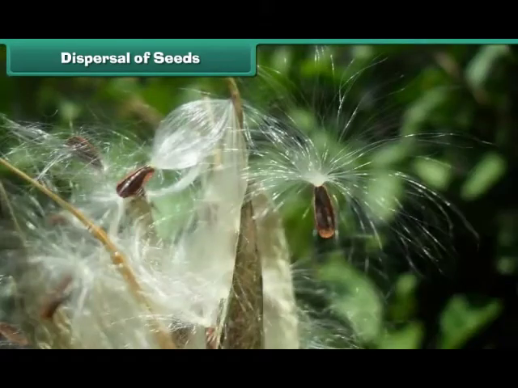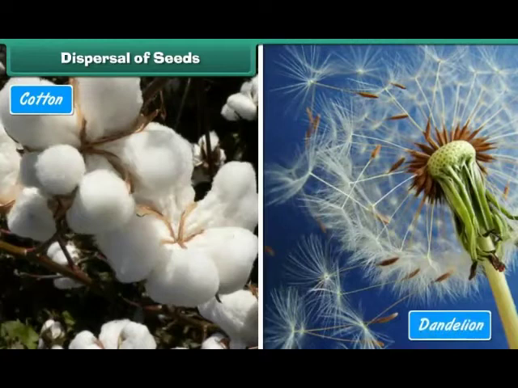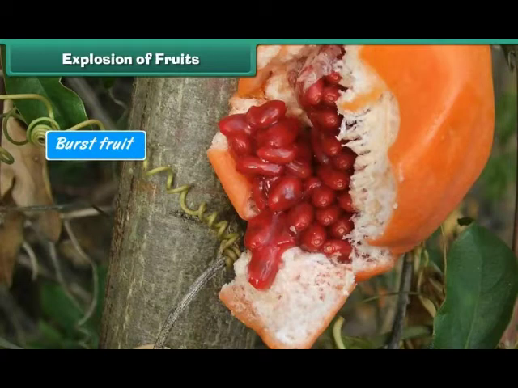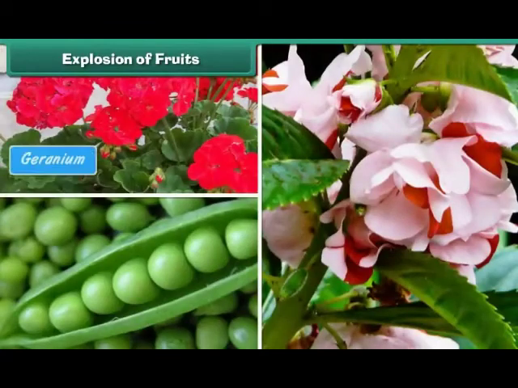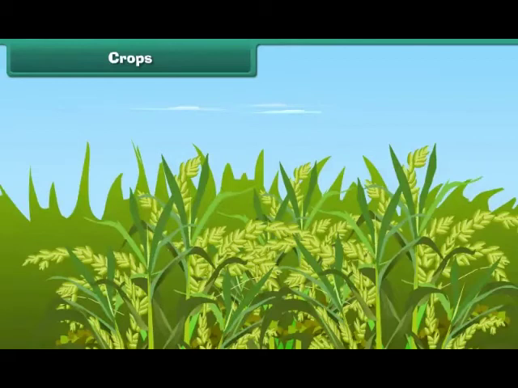Wind. Seeds which are light in weight and have wings or feathers, for example, cotton, dandelion, maple. Explosion of fruits. Some fruits, when ripe or dry, burst open and their seeds are thrown away. This process is known as explosion of fruits. Example, geranium, balsam, pea.